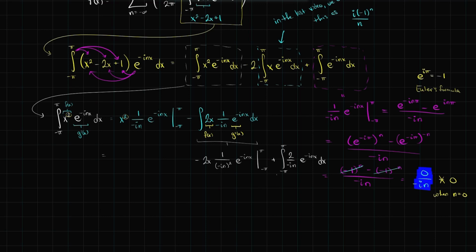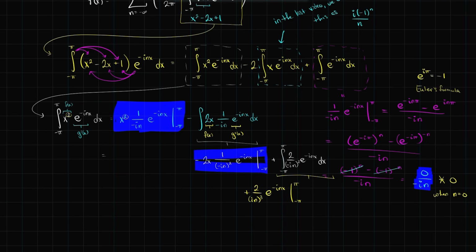And so this term I will finally have to integrate one more time. That's going to give me 2 over i n cubed, e to the minus i n x evaluated on my bounds. So I need to go ahead and evaluate this term on the bounds, this term on the bounds, and this term on the bounds.